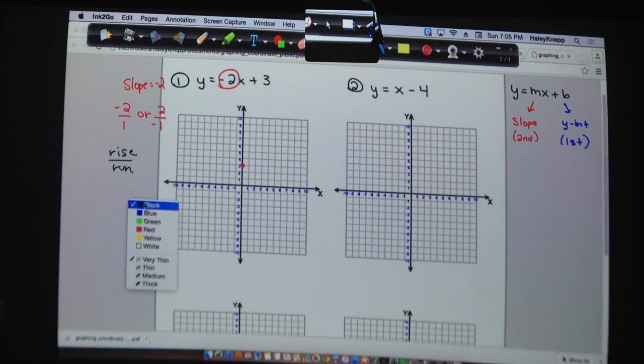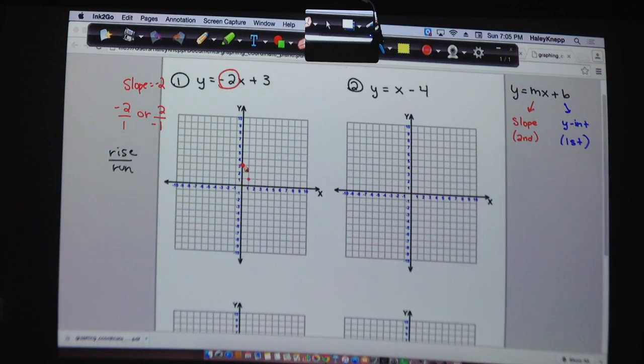If I'm at this point, I'm going to go down 2, 1, 2, and run to the right 1. I'm running to the right because it's a positive. And on like a number line, everything to the right is positive.